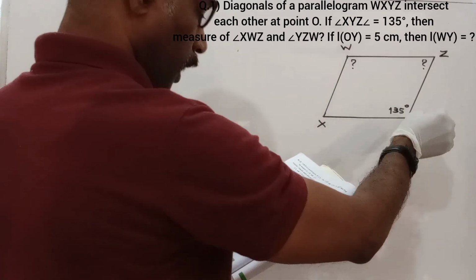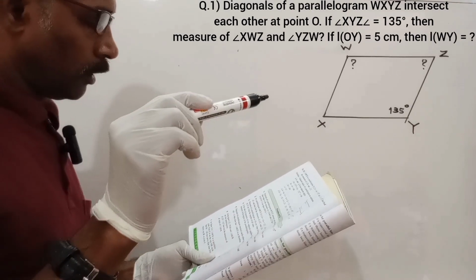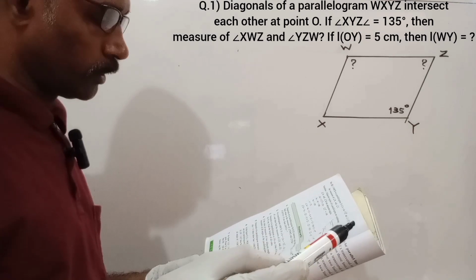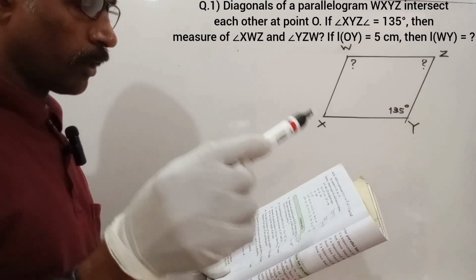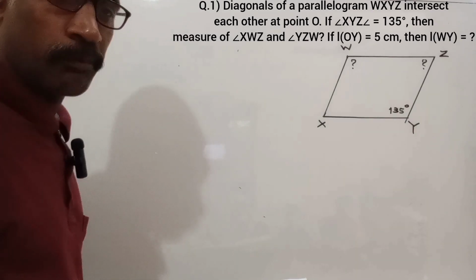and YZW? If length OY is equal to 5 centimeters, then find length WY. I will draw that figure afterwards.